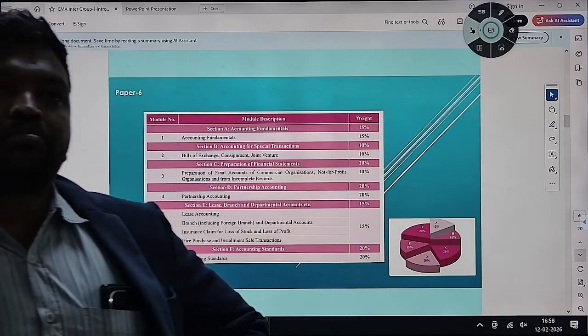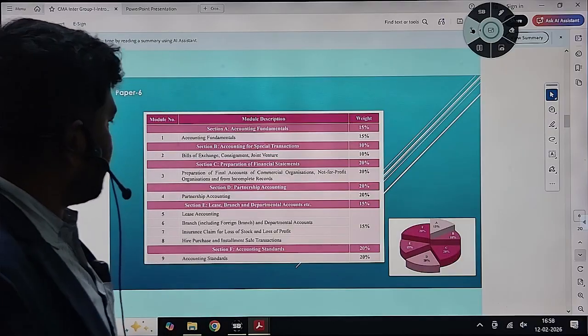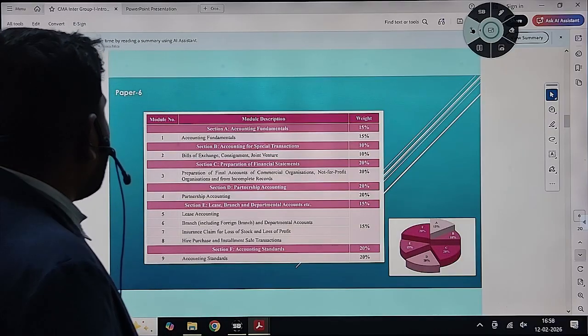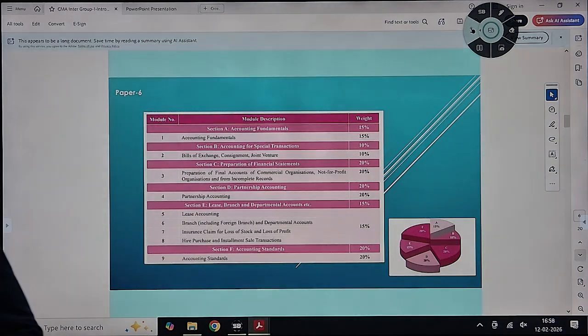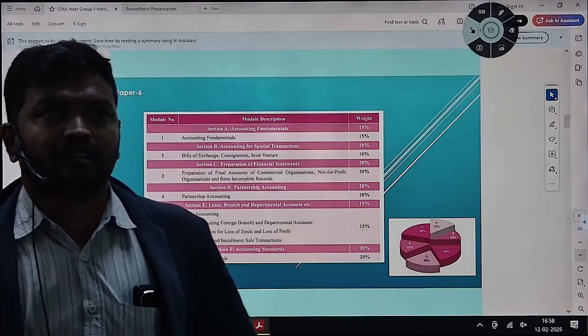Meanwhile, people are joining. You can go through the index. What are the different chapters in our syllabus? I'll start in 5 minutes.